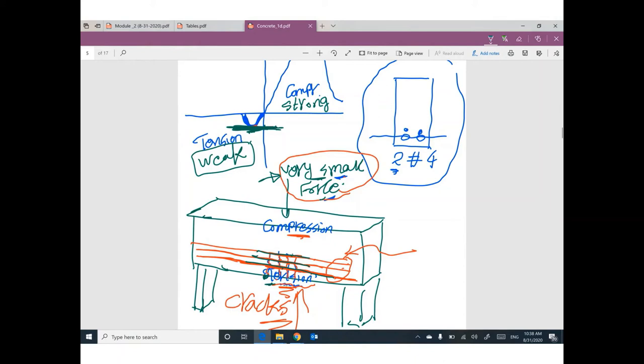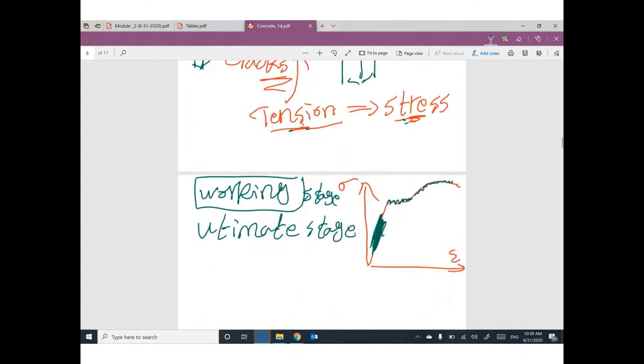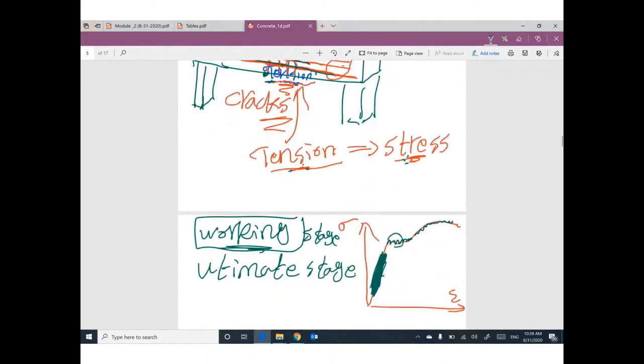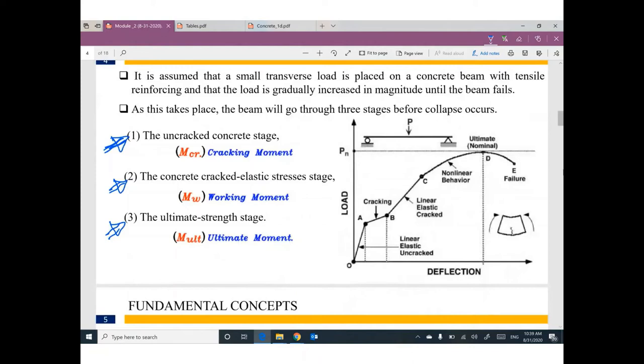Okay, keep going. I will increase these loads more and more. So the tension will increase in the steel reinforcement. That means the stresses in this steel reinforcement will increase. If you're still within this linear relationship, you are in the working stage. But if the applied force increased and the tension increased and the stresses increased until you reach yielding or ultimate, you are in the ultimate stage. So we have three stages of the reinforced concrete beam.